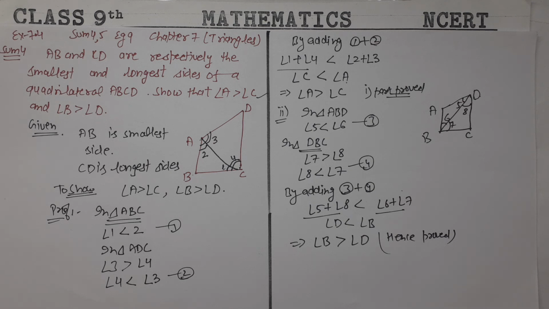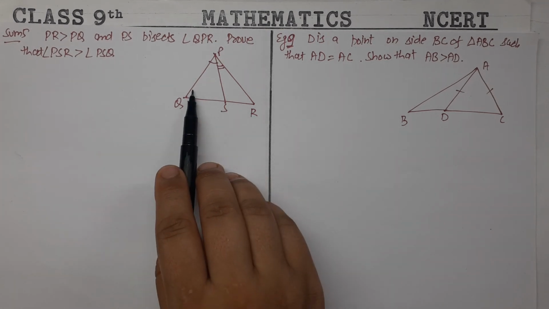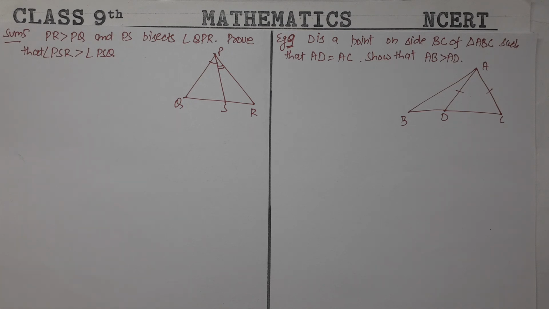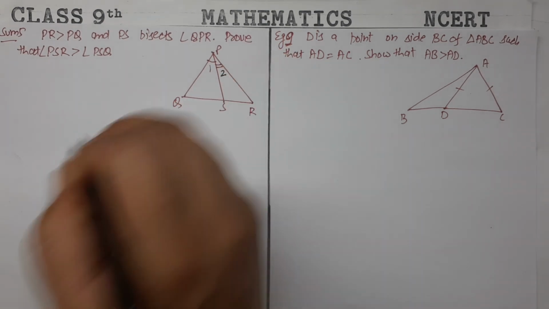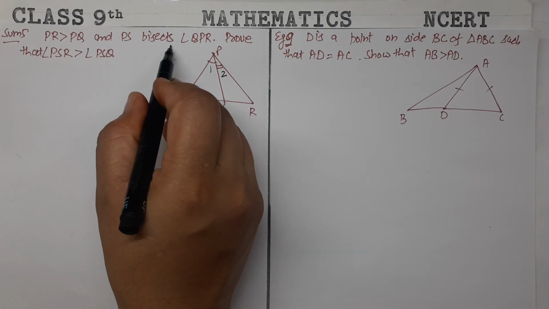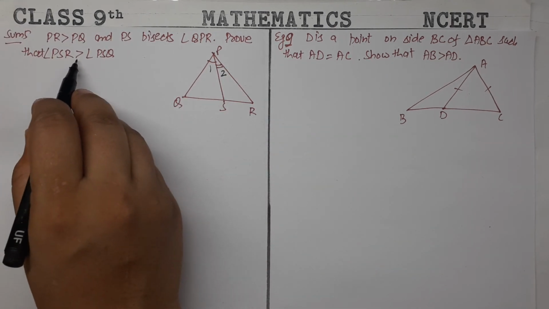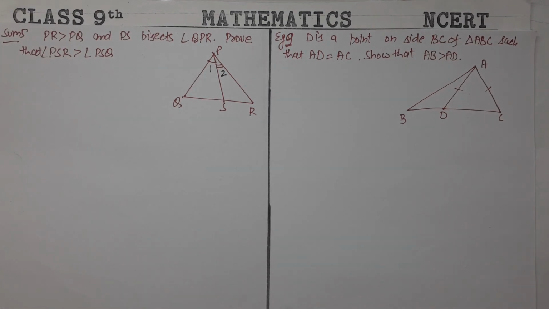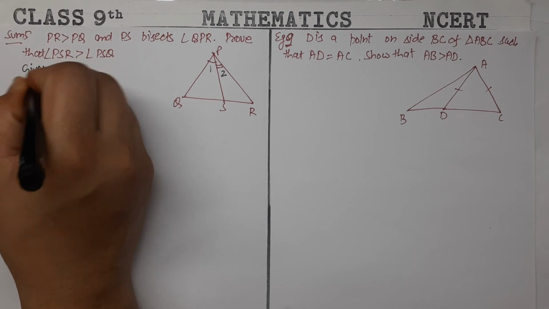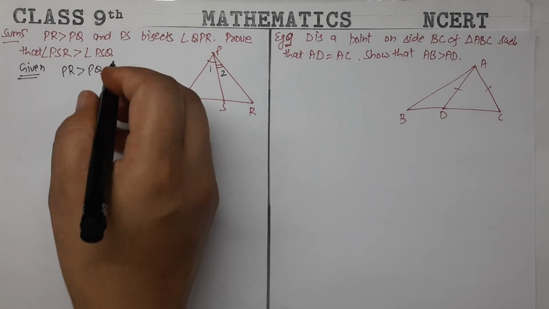Next one is sum number 5. PR is greater than PQ. PS bisects angle QPR, means to say angle 1 equal to angle 2, bisects into two equal parts. Prove that angle PSR is greater than angle PSQ. Given as it is from the statement.